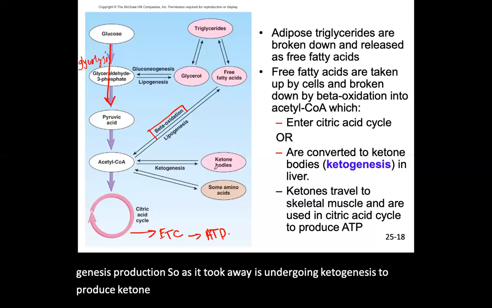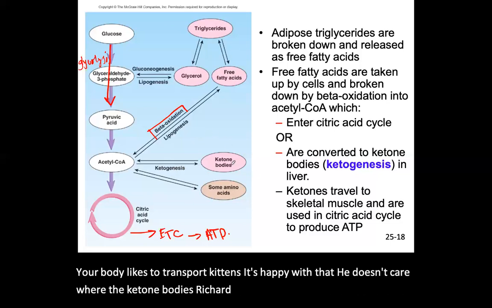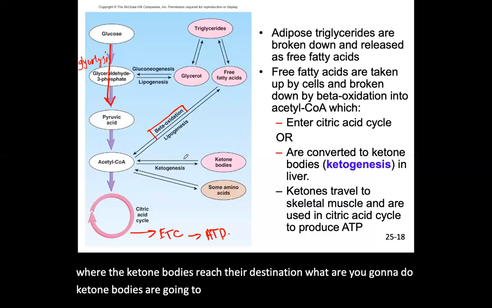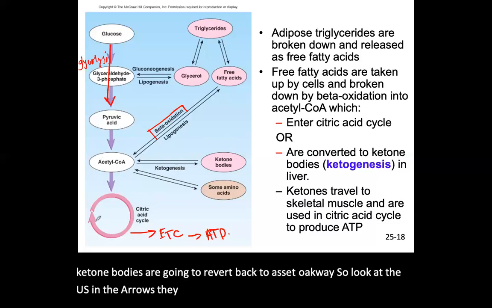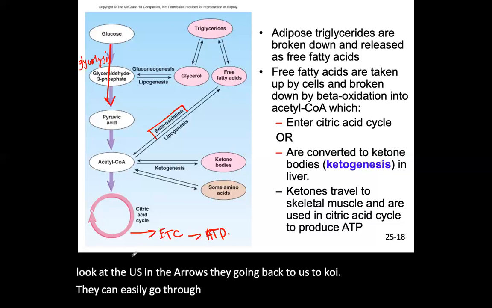Your body likes to transport ketones. It's happy with that. It doesn't care. Where the ketone bodies reach their destination, what are you going to do? Ketone bodies are going to revert back to acetyl-CoA. So look at the arrows, they're going back to acetyl-CoA. They can easily go through the Krebs cycle, or citric acid cycle, electron transport chain, and ATP production.